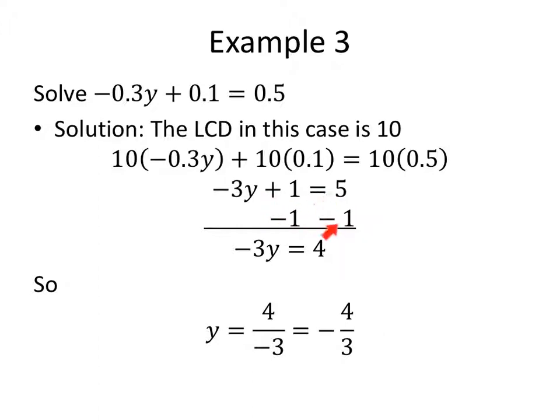To solve, I'm going to subtract 1 from both sides. Negative 3y equals 4. In order to get y by itself, I'm going to divide by the negative 3. You could leave the negative in the denominator if you want to. It's common to move that negative out in front. Negative 4/3 would be our answer.